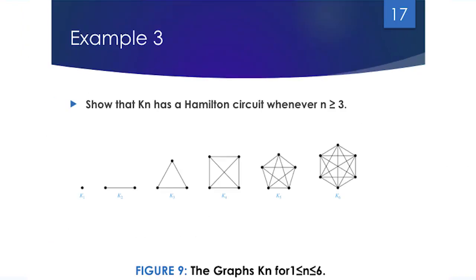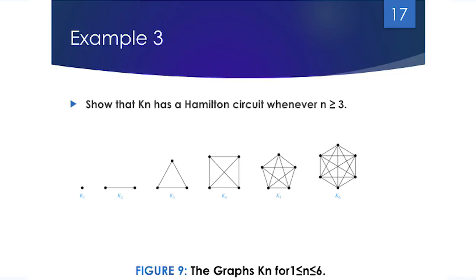Show that K_n has a Hamilton circuit whenever n is greater than or equal to 3. Now figure 9 is showing some examples of graphs K_n for n greater than or equal to 1 and less than or equal to 6. So we have K_1 and K_2. We need to prove that any graph K_n has a Hamilton circuit.